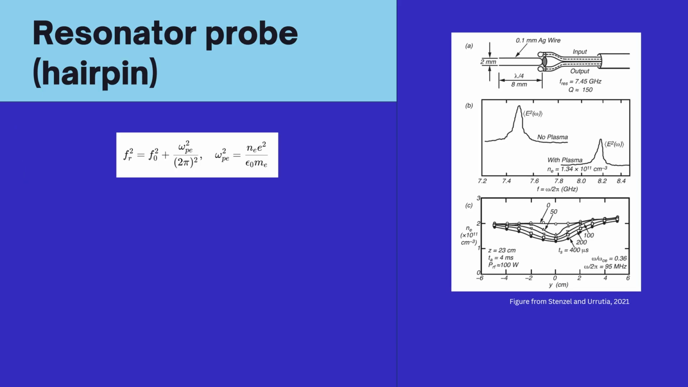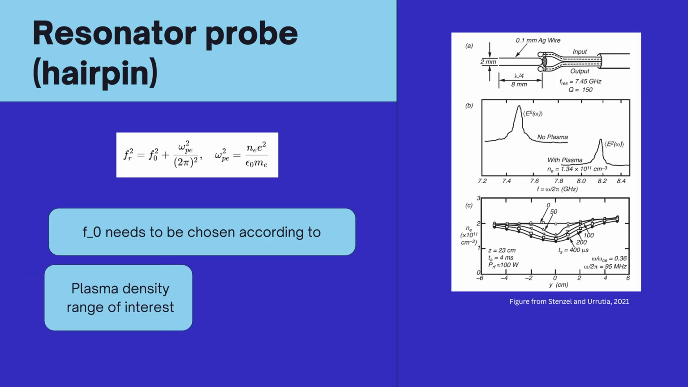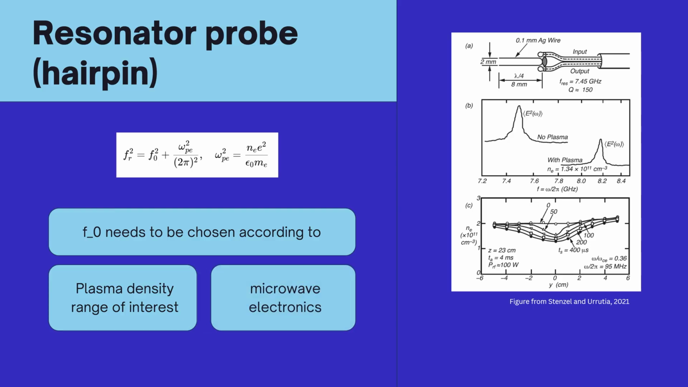The choice of natural resonance frequency of the probe, F0, is closely related to the density range of interest. Propagation of an electromagnetic wave traveling through a plasma is cut off at a critical density. A larger F0 is needed in denser plasma. However, if F0 is much bigger than the plasma frequency, the measured frequency shift will be negligible, and thus the sensitivity of the probe is limited by the microwave electronics.